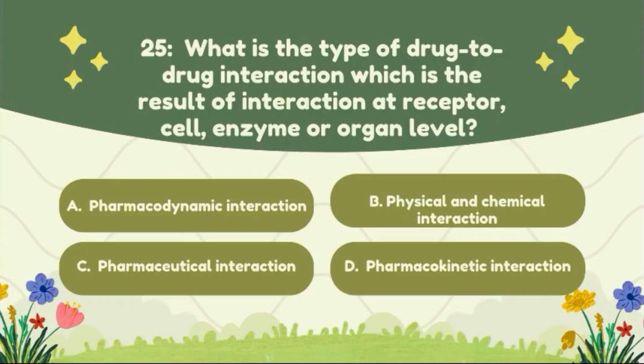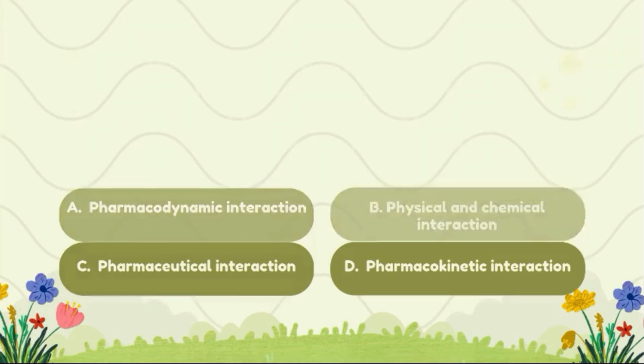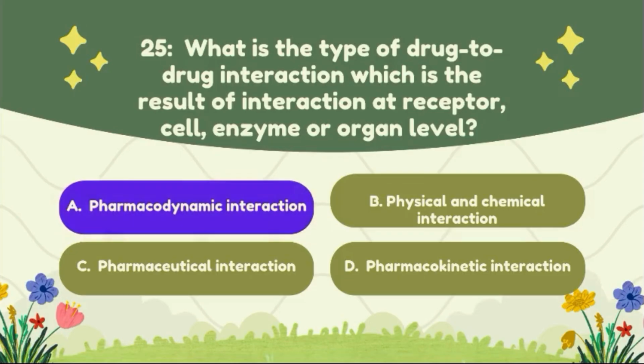Question number 25. What is the type of drug to drug interaction which is the result of interaction at receptor, cell, enzymes, or organ level? Option A is pharmacodynamic interactions, B physical and chemical interaction, C pharmaceutical interaction, D pharmacokinetic interaction. The correct answer of this question is pharmacodynamic interaction.